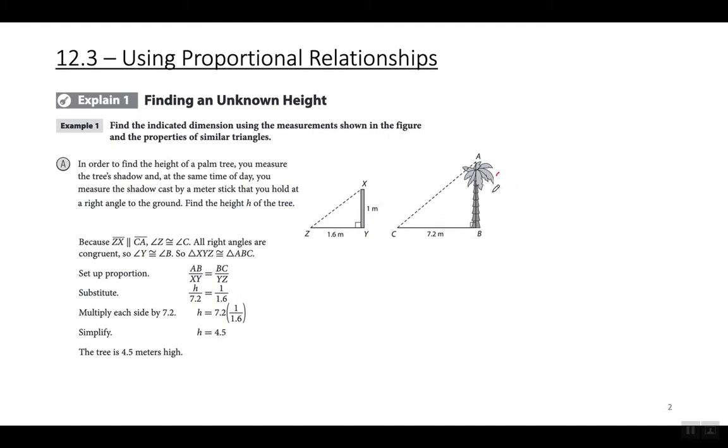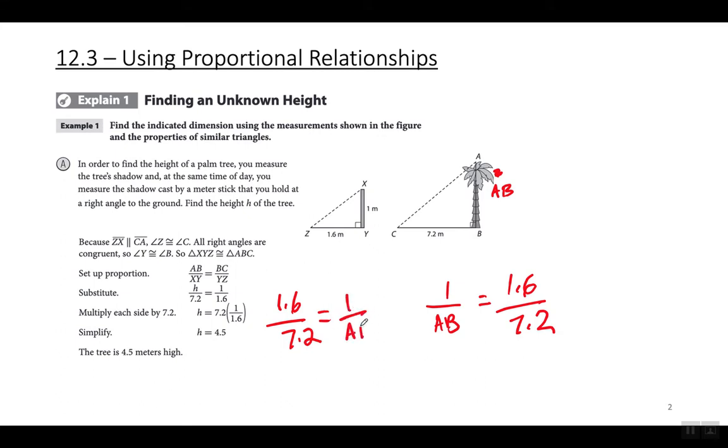Let me put a variable here. I'll just use AB as my variable because that's what we're going to look for. Ignore this little scratch here. So I would just set up a proportion. There are several different ways you could set up the proportion. One way would be 1 over AB equals 1.6 over 7.2. You could have also set it up 1.6 over 7.2 equals 1 over AB.